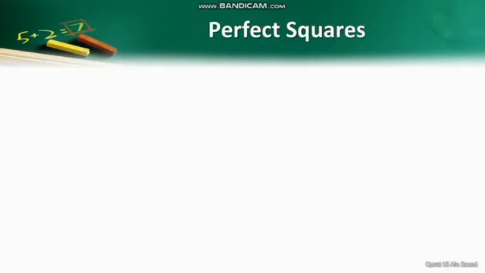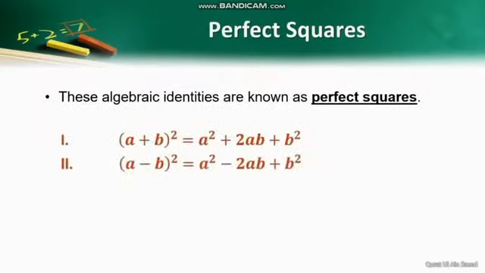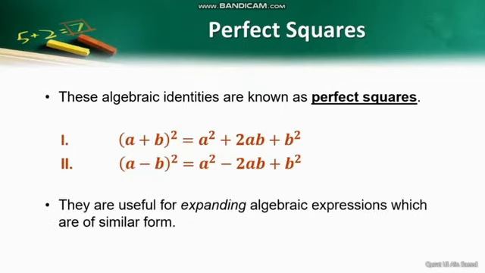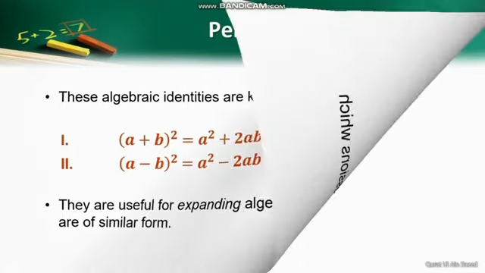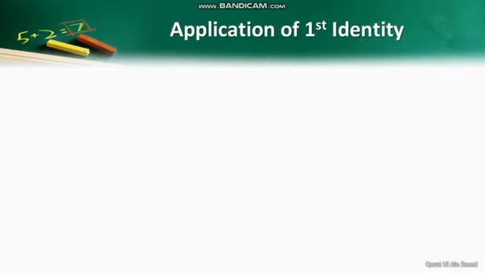Since both of these identities are of squared form, collectively we can call them perfect squares. Clearly we can see that the first identity is actually the perfect square of the sum of a and b, and the second identity is the perfect square of the difference of a and b. Basically, these identities will help us to expand the algebraic expressions which are of the same form as that of the identities. Now let's practice the application of these identities one by one.